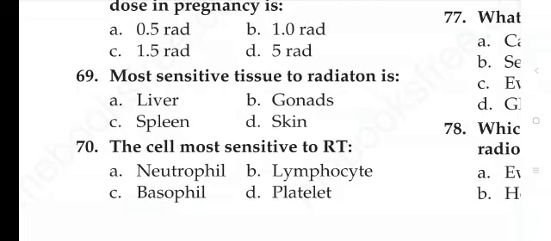Next, the cell most sensitive to RT. Options are option A neutrophil, option B lymphocyte, option C basophil, and option D platelet. So the answer of this question is option B, that is lymphocyte.